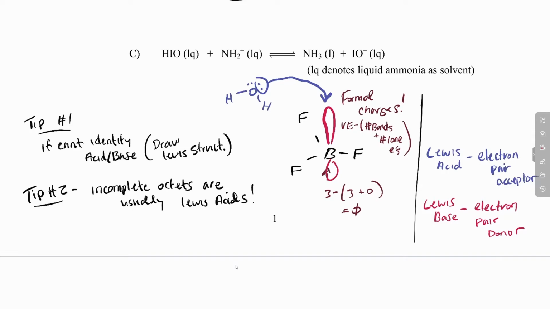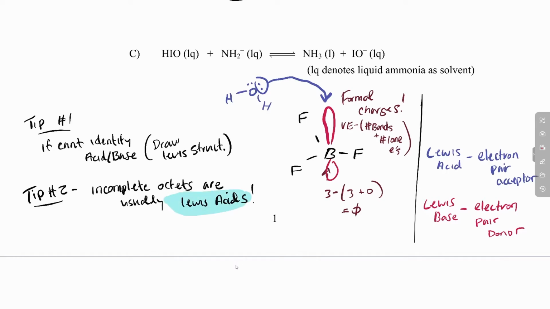Don't worry about having to know this all the time. Don't have to worry about the definition necessarily perfectly, but it is discussed in your notes. But what I'm trying to bring up is the fact that incomplete octets, like this boron structure here, have empty orbitals that can be filled by electron pair donors. Which is why I said they usually act as Lewis acids. So look for incomplete octets. Those are usually your Lewis acids.